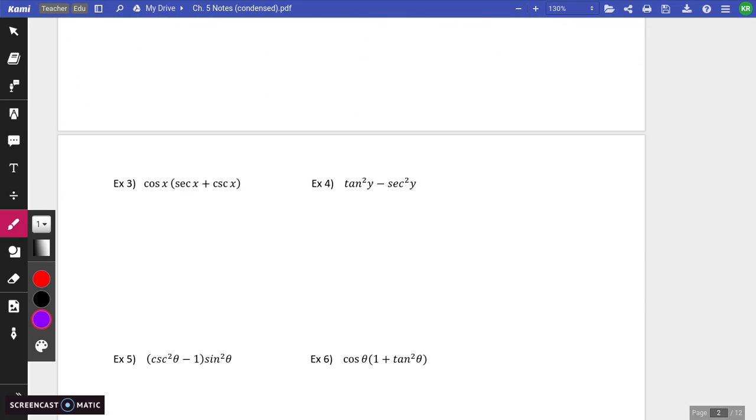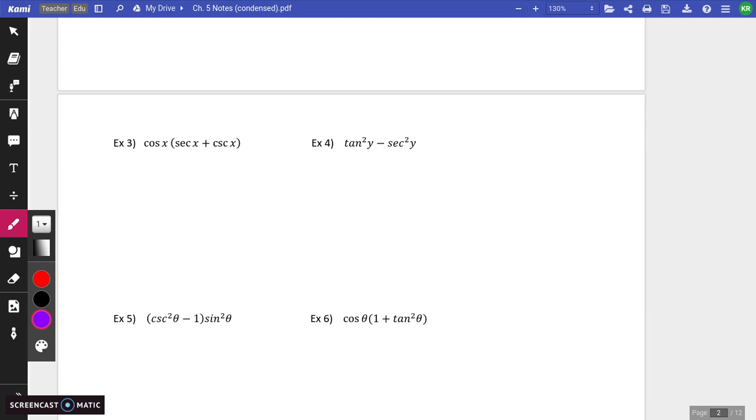All right, let's look at example 3. Okay, so example 3, we've got cosine times the quantity secant x plus cosecant x. All right, so again, one of our techniques is if I rewrite things using sines and cosines, then that could be helpful. All right, so we're going to go cosine of x. Secant is the reciprocal of cosine. So cosine of x plus, and then cosecant is the reciprocal of sine. So I'm going to make that 1 over sine.